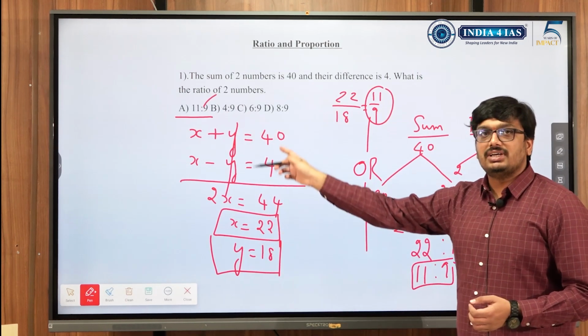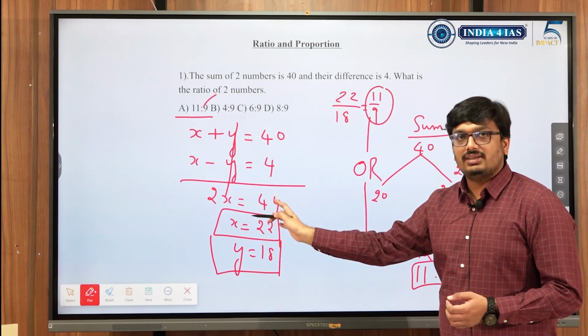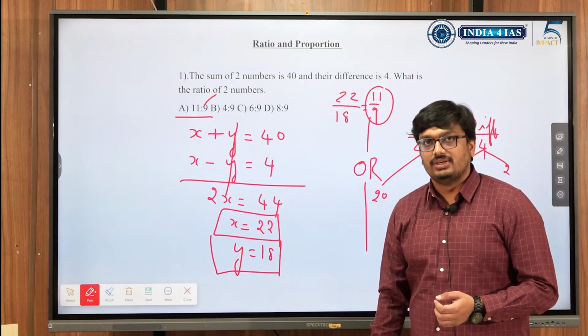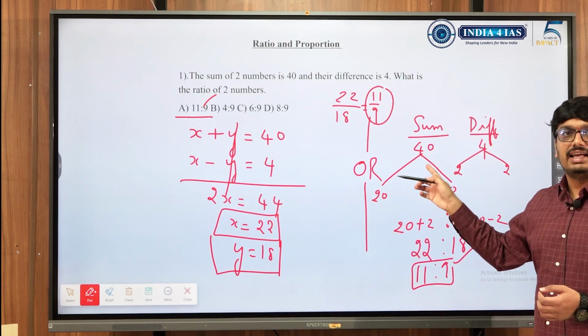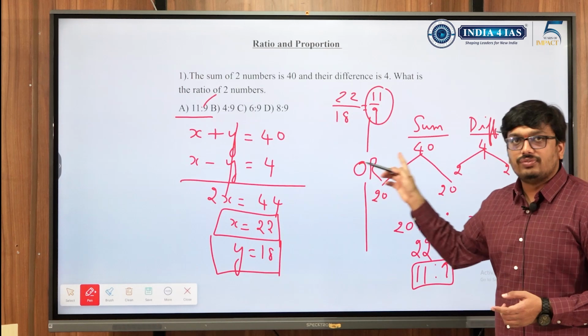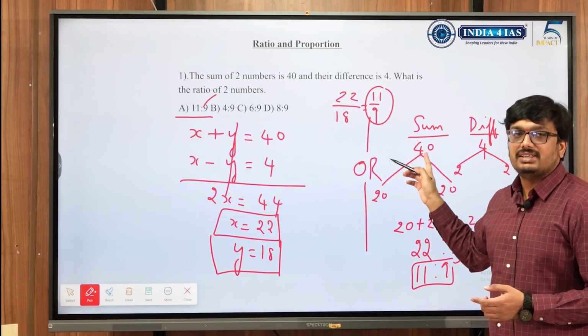In the traditional method we will do it like this, using simultaneous linear equations. But this way we will easily get the answer. So we should always follow this method so that time will be saved in the exam.